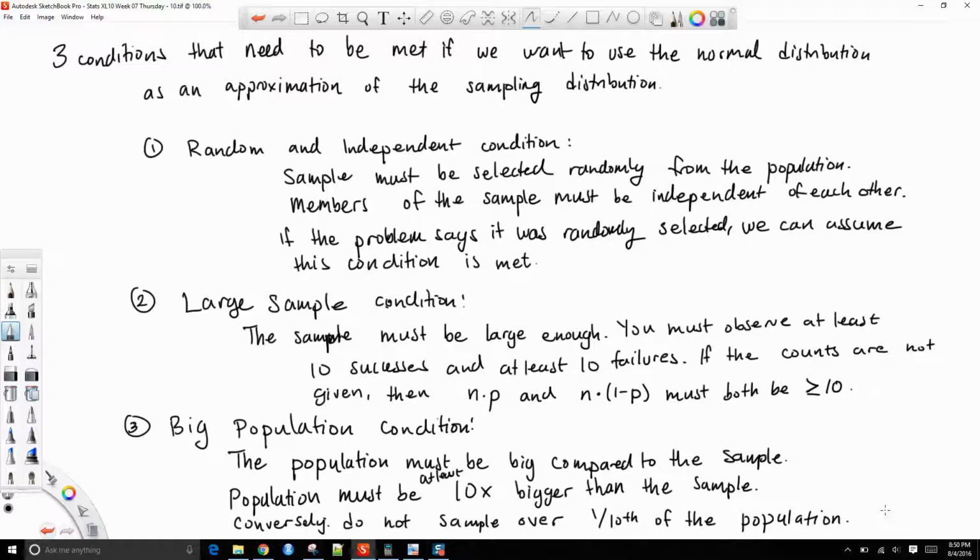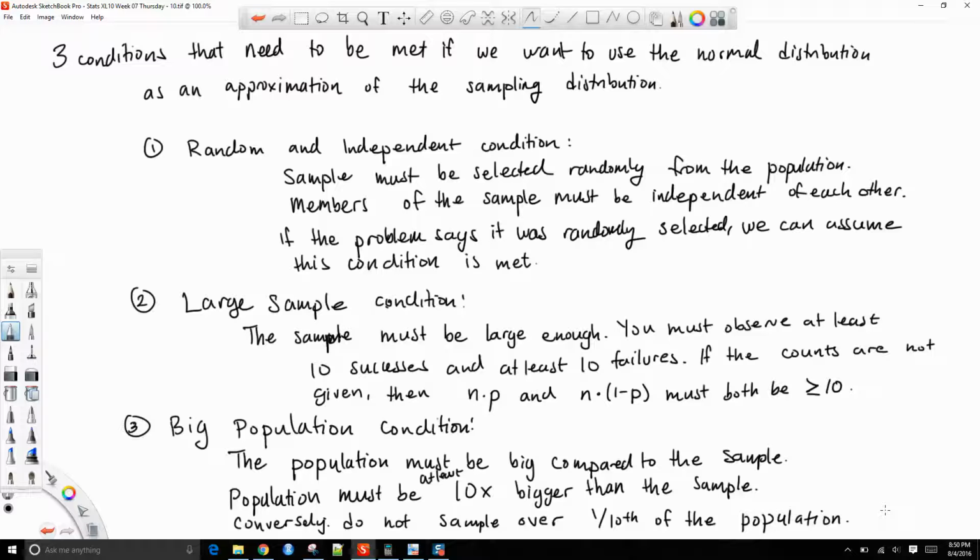Okay. Question, yes. Going back to the second condition. The last part, if the counts are not given, then what am I saying with that? Yeah, so sometimes in the problem it might say you surveyed 200 people and you got 50 yeses and 150 nos, okay? It could also say you surveyed 200 people and you got 25% yes, okay? So they didn't give you counts there, but you got 25% yes. So then you have to do some math: 25%, so p times 200, n, that gives me 50, okay?